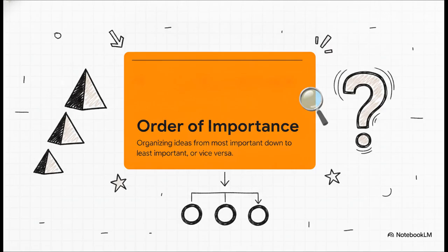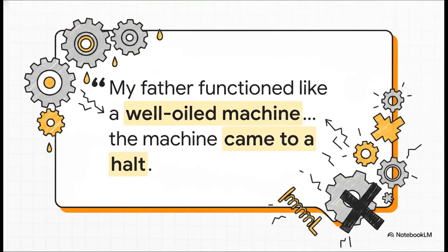But what if your topic isn't based on time at all? Well, that brings us to our second main organizational strategy, order of importance. This means organizing ideas by discussing the absolute most important point first and working your way down to the least important, or actually doing the exact reverse and building up slowly to your biggest point. This is a game changer when you're writing about abstract influences, complex arguments, or descriptive narratives where time just isn't the primary guiding factor.